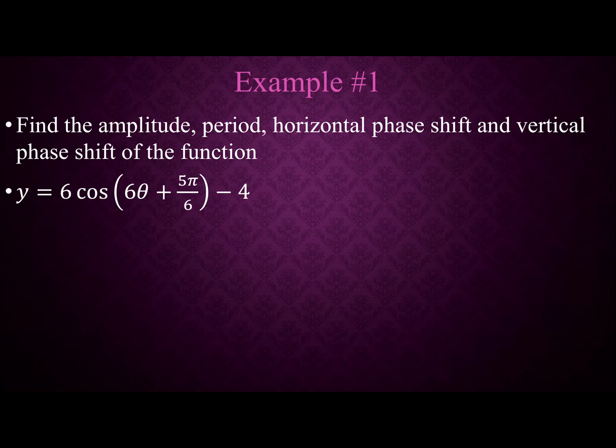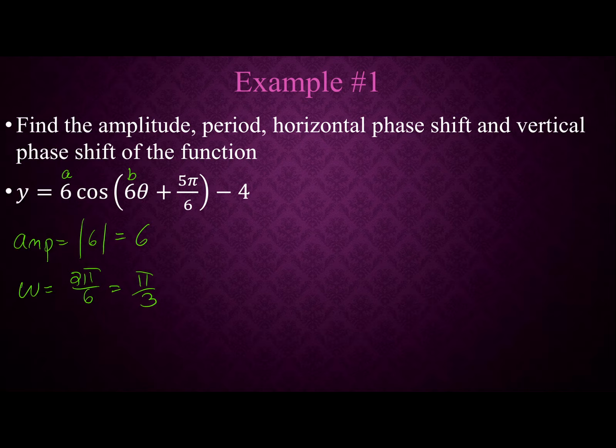All right, so for here, we're not graphing or anything like that yet. We're just identifying the amplitude, period, horizontal phase shift, and vertical phase shift. So our amplitude is the absolute value of A, absolute value of this 6 right here, which is positive 6. That's it. Our period, omega, is 2 pi divided by b. Our b is the number in front of theta, so 2 pi divided by 6 is pi over 3.